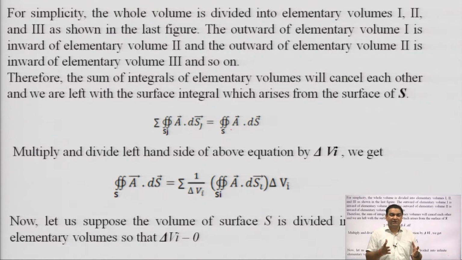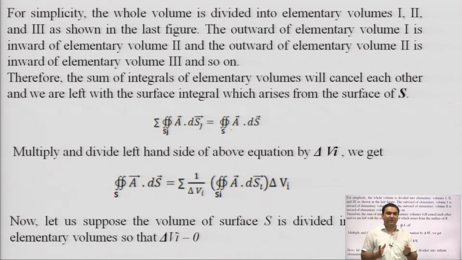and it can be written like that: the sum of the double integral over the closed surface A dot dsj is equal to the double integral of A dot ds. It means when the sum of all the elements in that particular volume of vector field A is summed up, then the calculation will be dealt with the complete surface area in terms of the double integral A dot ds.